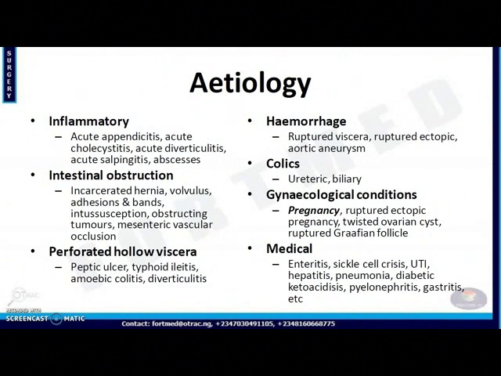The etiology of acute abdomen is numerous. It can occur from inflammatory conditions such as acute appendicitis, acute cholecystitis, acute salpingitis. Acute abdomen can result from intestinal obstruction, from incarcerated hernias, volvulus, obstructing tumor, or mesenteric vascular occlusions. Acute abdomen can also occur from perforated hollow viscus, as seen in perforated typhoid ileitis. Acute abdomen can result from hemorrhage, ruptured viscera, ruptured ectopic pregnancy, or ruptured aortic aneurysm. Acute abdomen can also occur from ureteric causes. Medical causes of acute abdomen can also include diabetic ketoacidosis, pyelonephritis, acute gastritis.